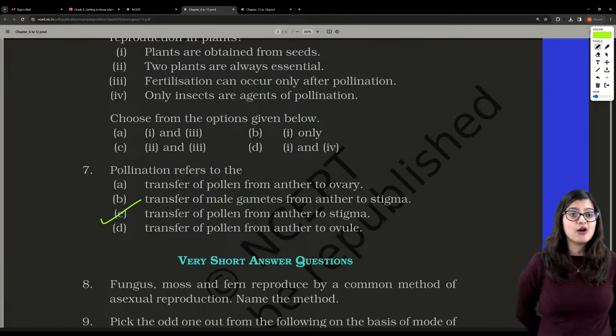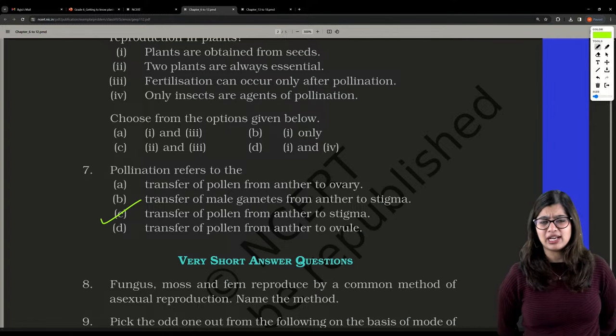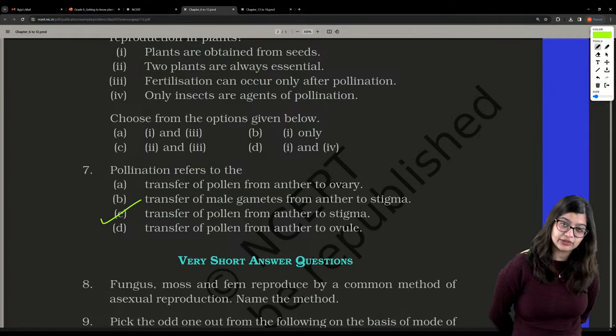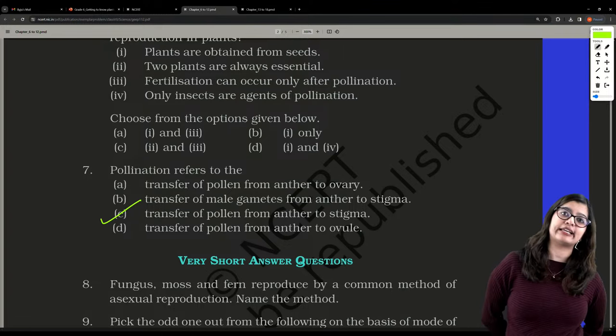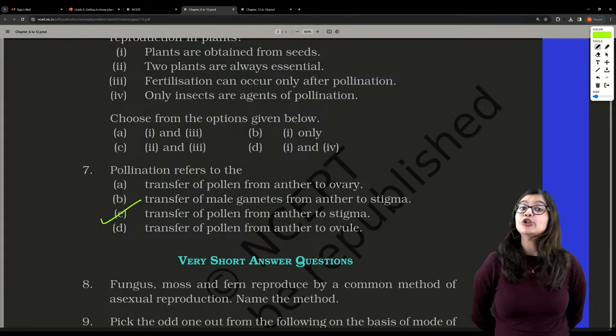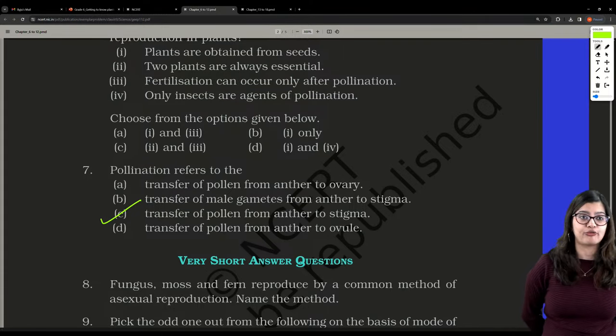Okay, now many of you are asking me about sporulation. Sporulation is a slightly different process. It is a type of asexual reproduction that takes place in lower organisms, not the same as spore formation. Okay.